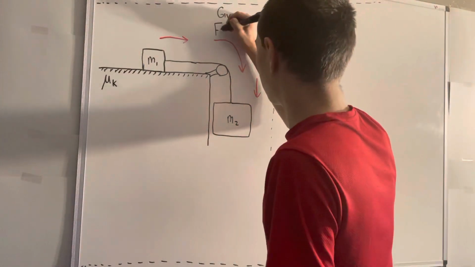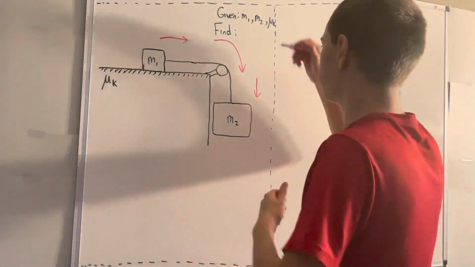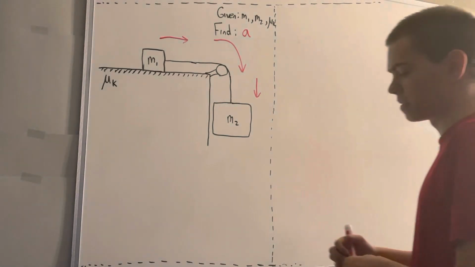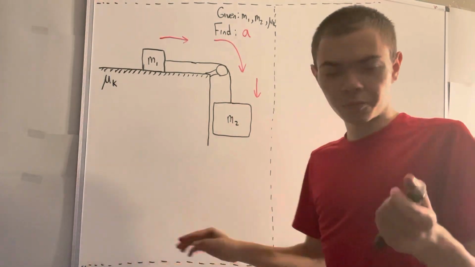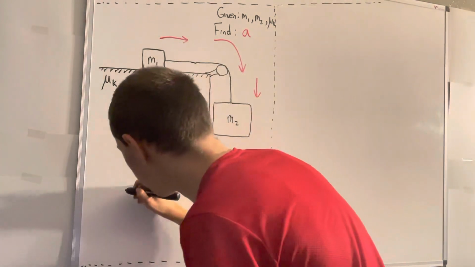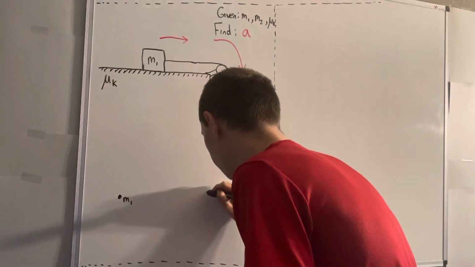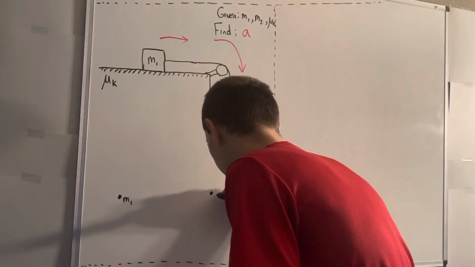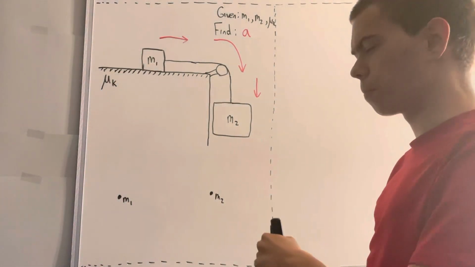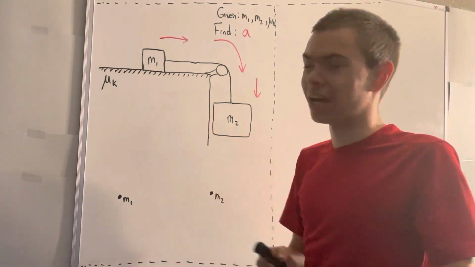And our goal, usually in problems like this, is to find the acceleration of the system. To do this, we have to look at the forces acting on both of our blocks: the forces acting on block 1, and the forces acting on block 2.